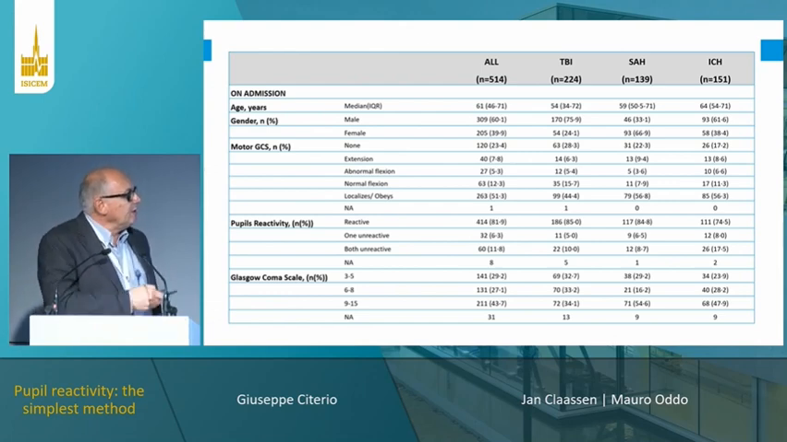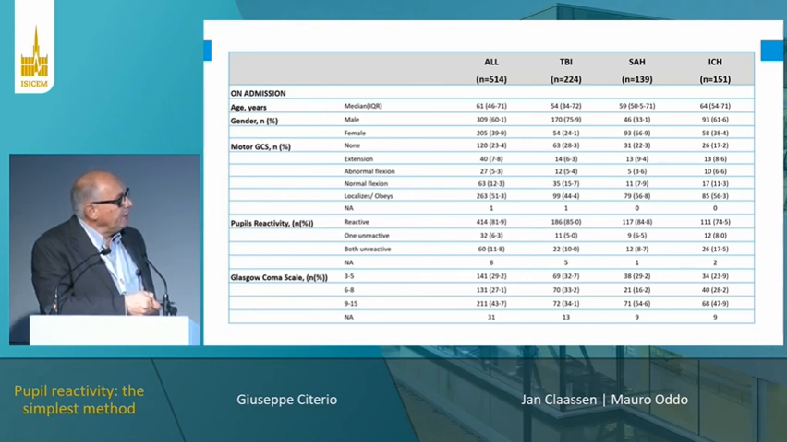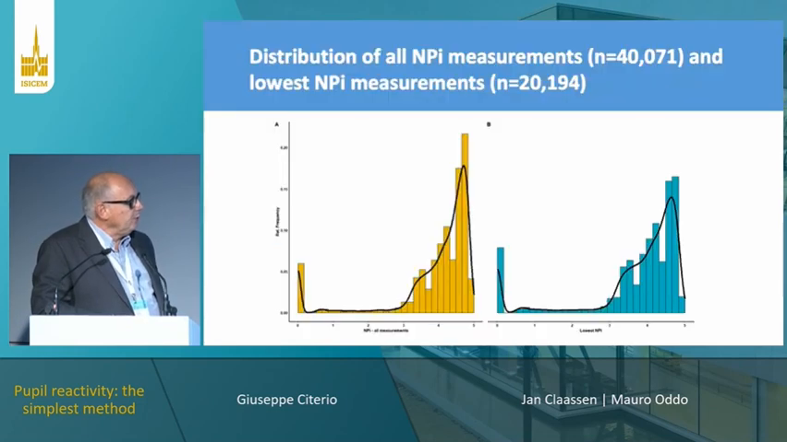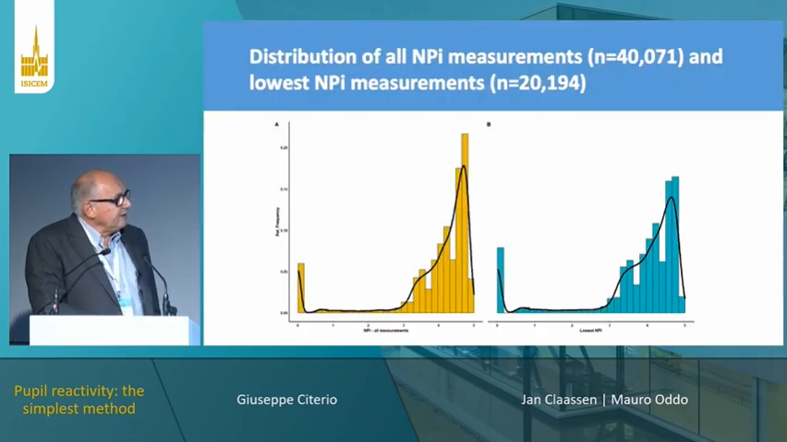The mean age is 61 years, and the motor score is distributed across all the categories. 34% were not moving, having no response on the Glasgow motor score, and most of the patients have a normal reactive pupil at the entrance of the unit. I think this slide summarizes a lot of information.